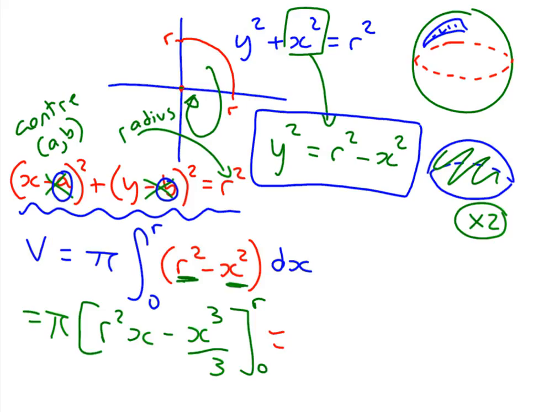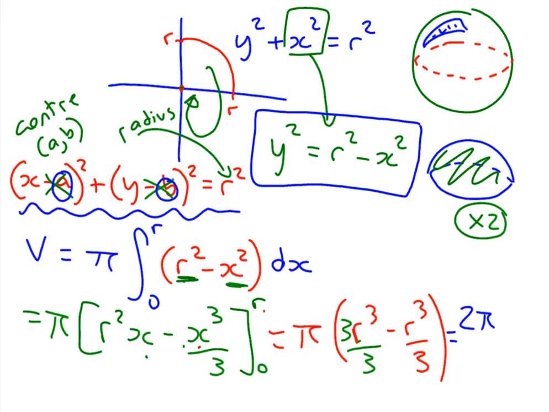Right, let's just simplify and substitute in here. When we sub in r, we're going to get r squared times r, which is r cubed for the first term, and r cubed over 3 for the second term. Again, when we substitute in 0, we're going to get 0 and 0 again. Quite boring. So here we've got a whole r cubed, take away a third r cubed. So 3/3 r cubed, take away a third r cubed, is going to give us 2 pi r cubed over 3. Okay, 2 pi r cubed over 3.